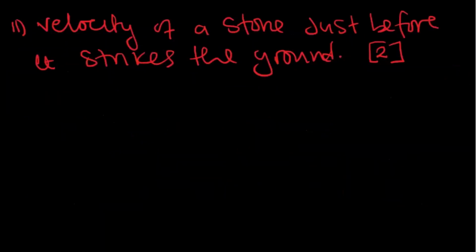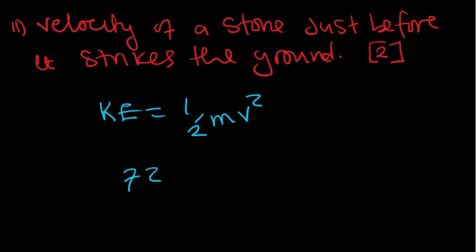Okay? So, kinetic energy is equal to half mass v squared. What is the kinetic energy? 72 is equal to half. What is the mass? 2. v squared. What is velocity? It's the one that we don't know.